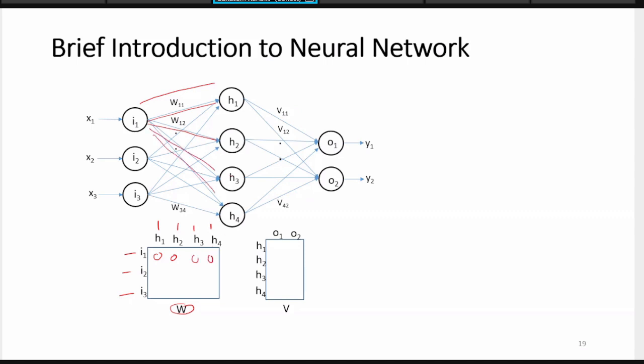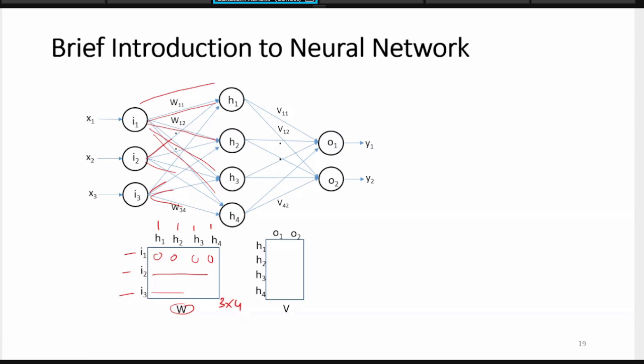That means each row represents the output connections from a node. Likewise, the second row represents the connections from the second node in the input layer, and likewise for the others. In this manner, I can realize this as a matrix. So W is the matrix representing the weights between the input layer and the hidden layer. And what is the dimension of this matrix? It is 3 by 4, because I have 3 nodes in the input layer and 4 nodes in the hidden layer.